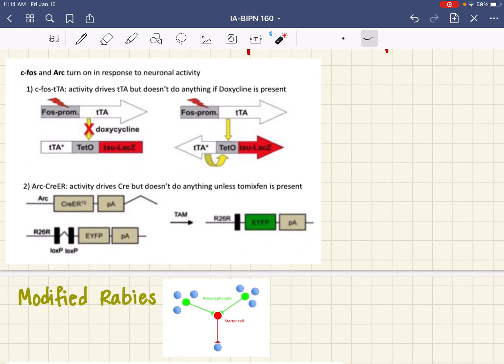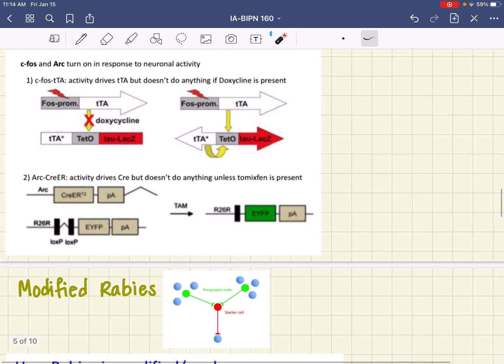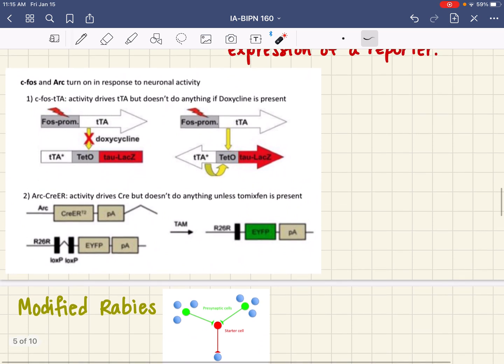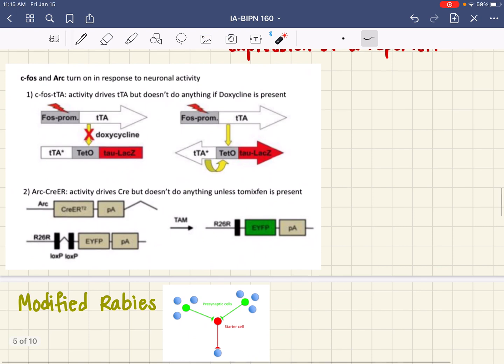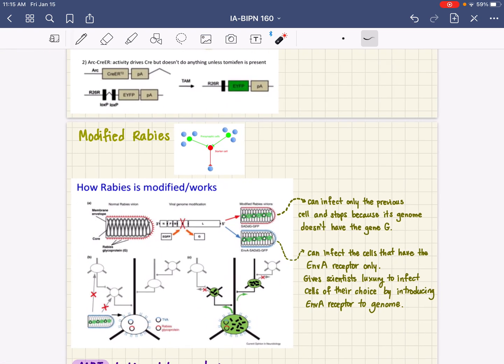Okay? I don't think you need to know any more detail than what I explained or what Dr. Root explained. So I hope that it made sense. Definitely practice is key. So go ahead and stop the video and try to go over explaining to yourself how these two work and see if you get it right. Okay, I will move on now to the modified rabies virus.